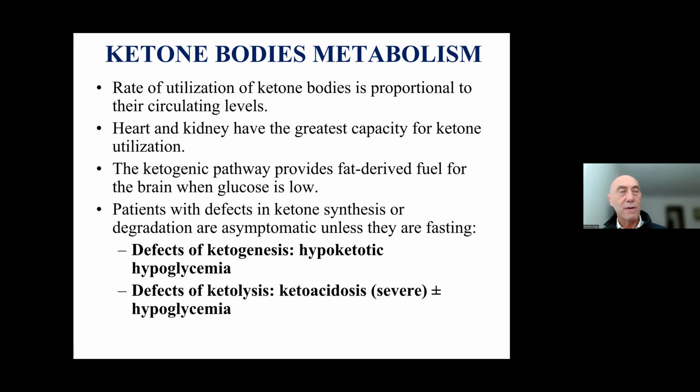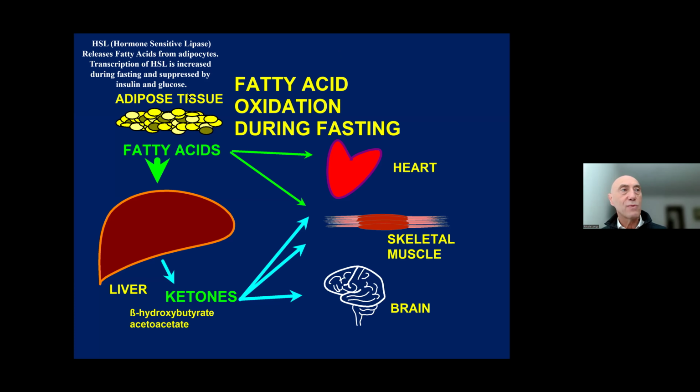Let's review for a second what happens during fatty acid oxidation. As we discussed in the previous lecture, during fasting, fatty acids will be released from the adipose tissue and reach all organs in the body, including the liver, the heart, and the skeletal muscle. In the heart and the skeletal muscle, fatty acids will be completely burned down to produce energy. So they will release CO2 and water in addition to energy.